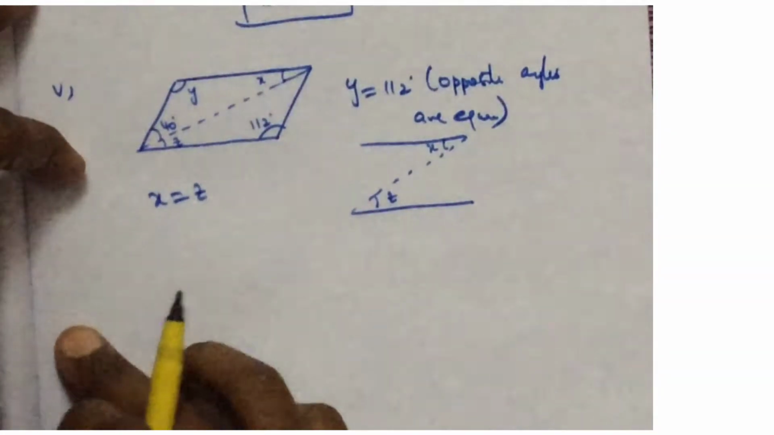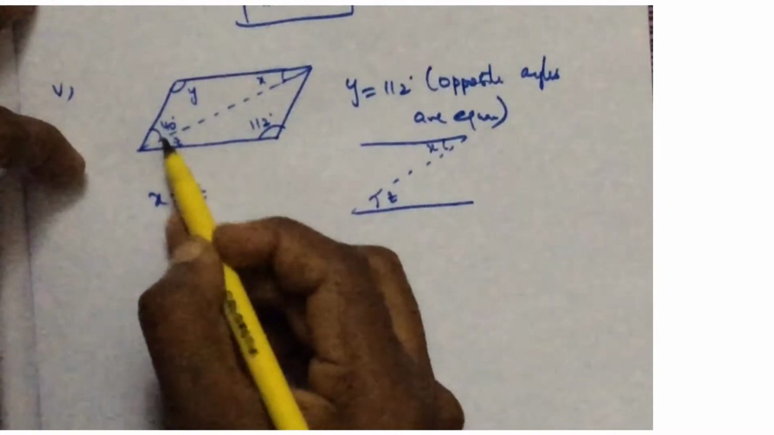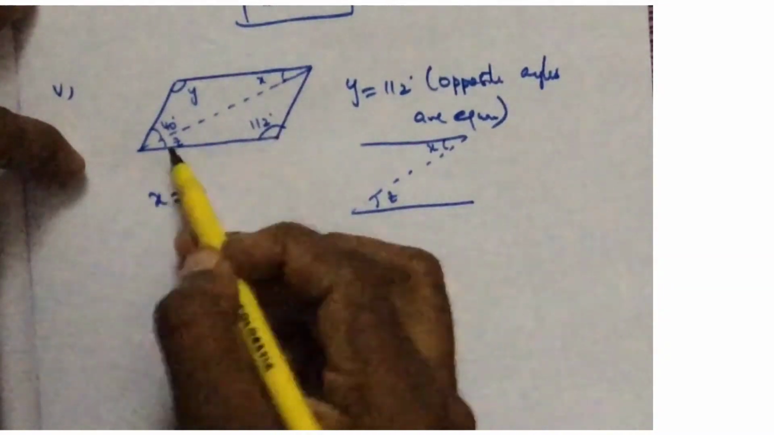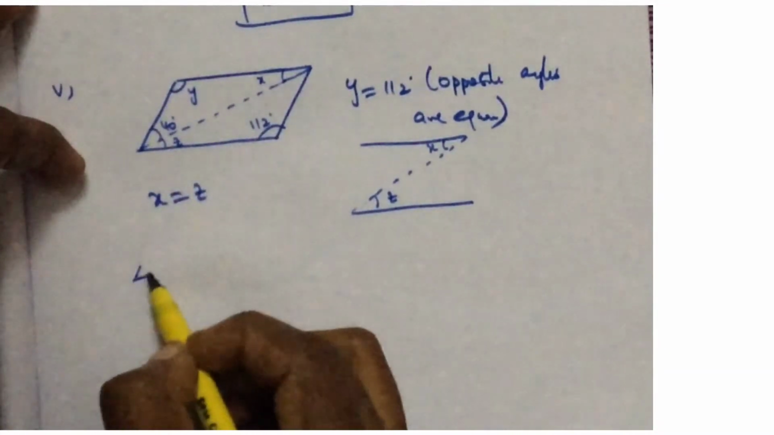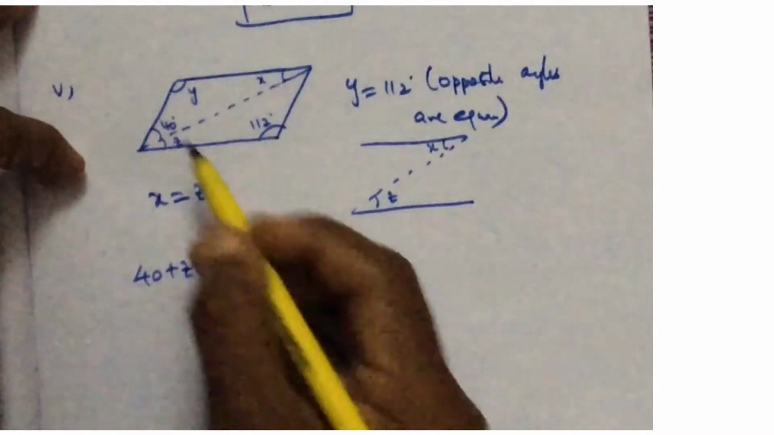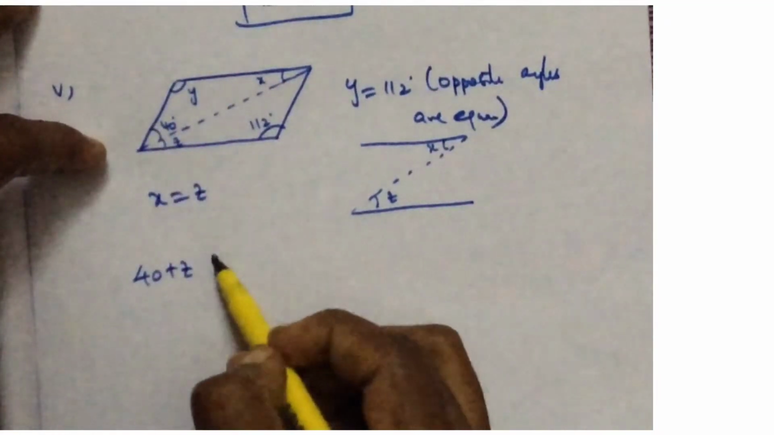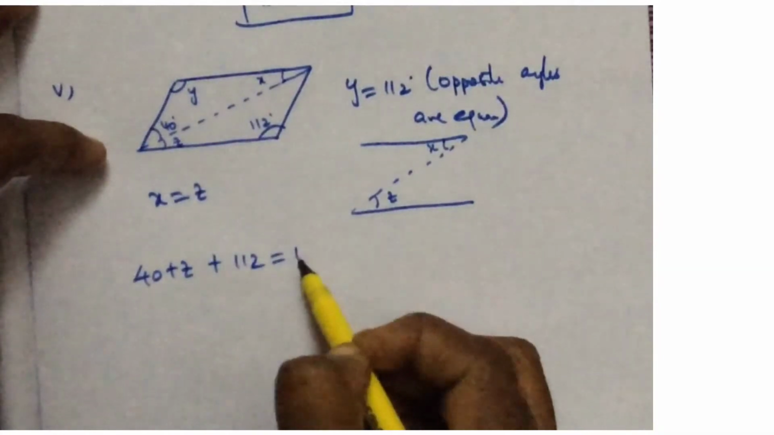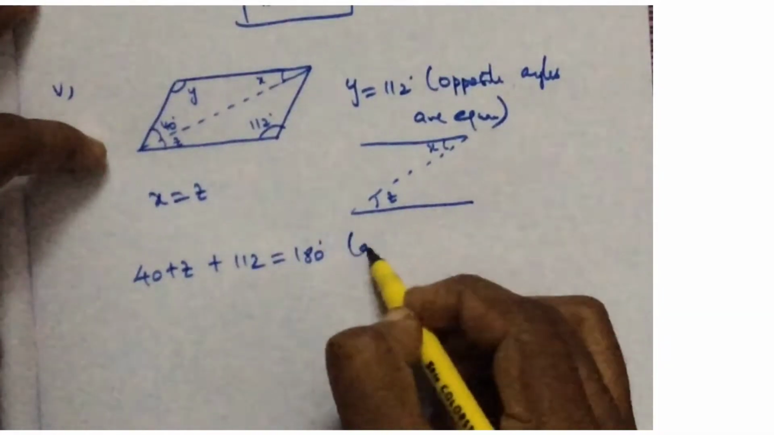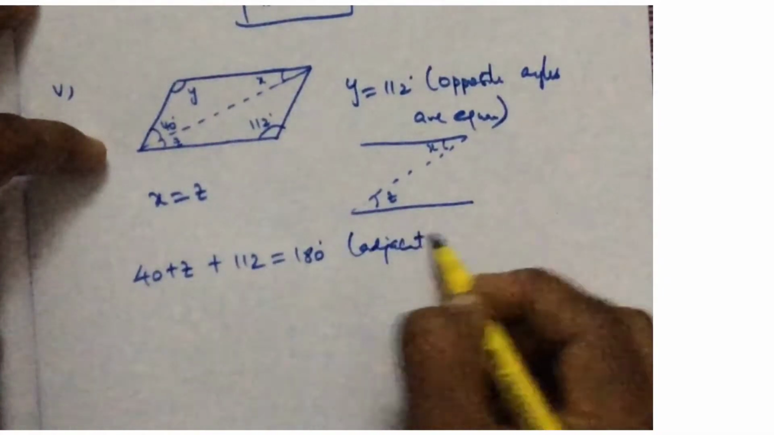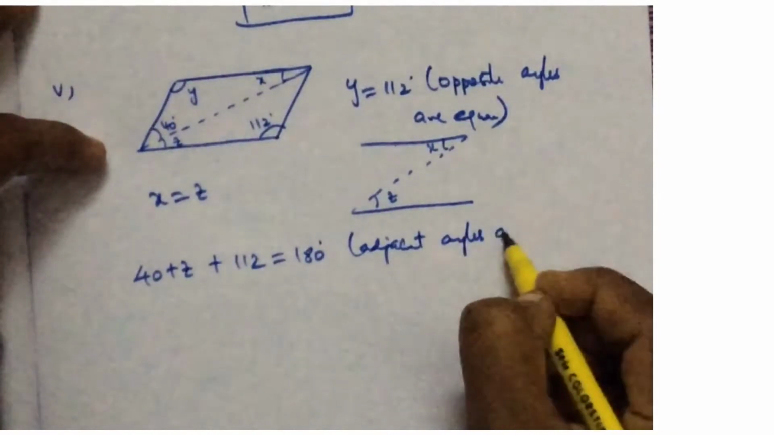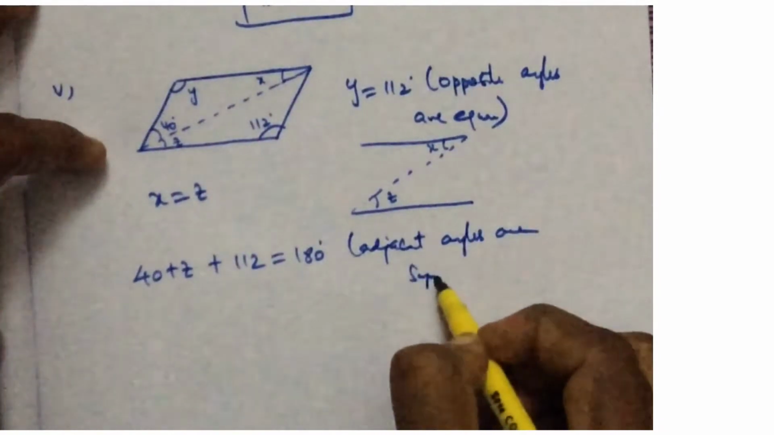Now what we can say is, this angle and this angle are adjacent angles, which means 40 plus Z, which is one angle, together this angle plus 112 should give 180 degrees, because adjacent angles are supplementary.